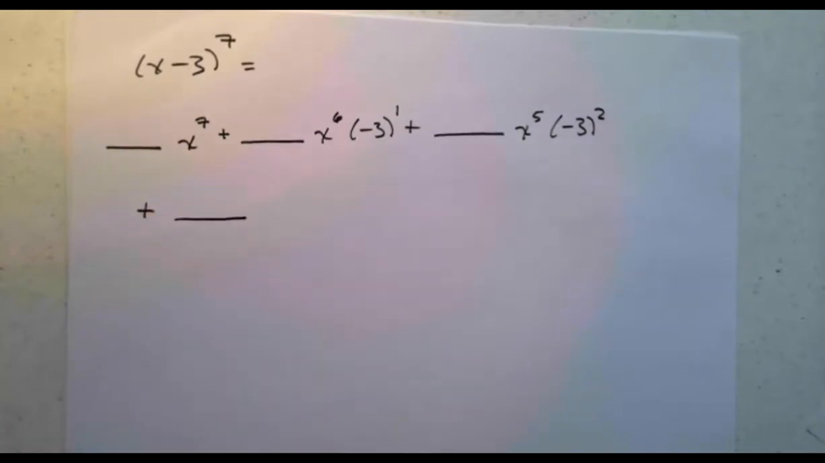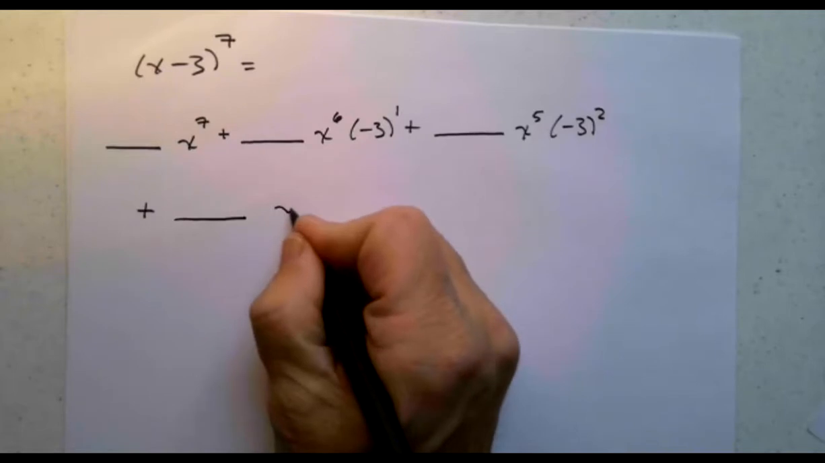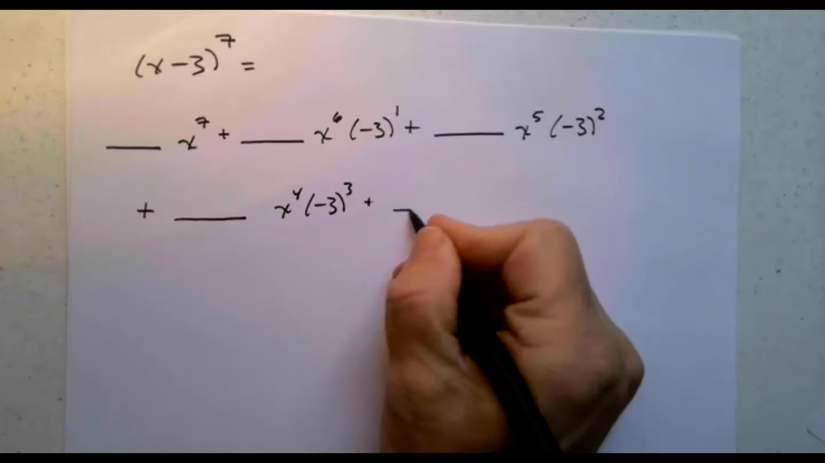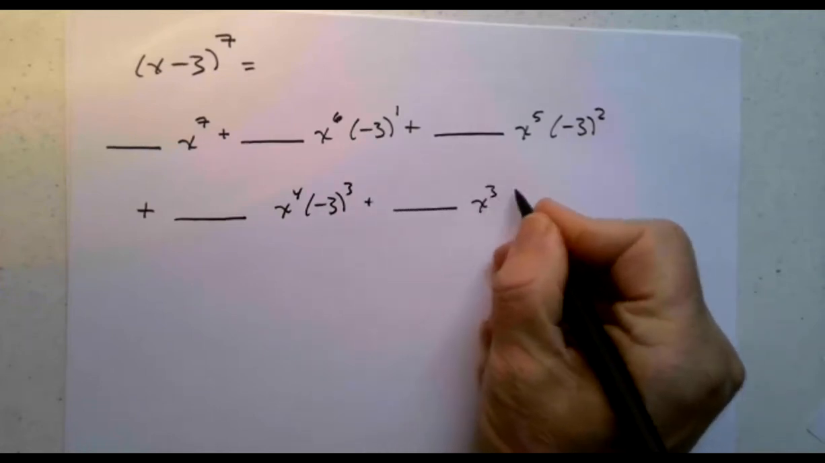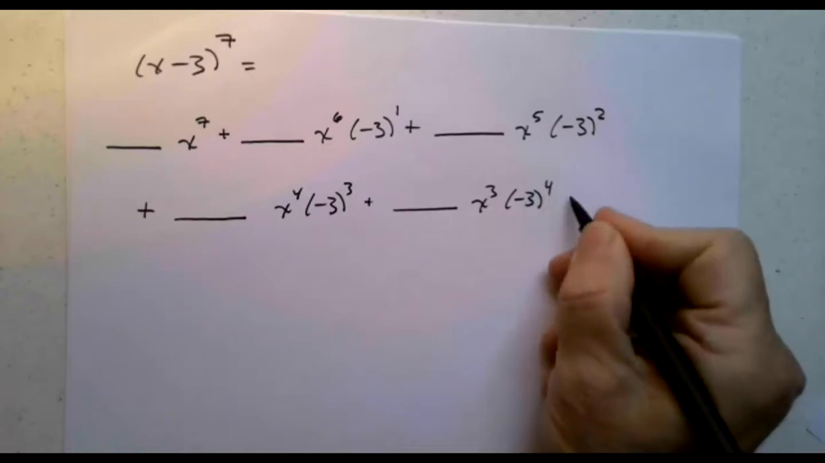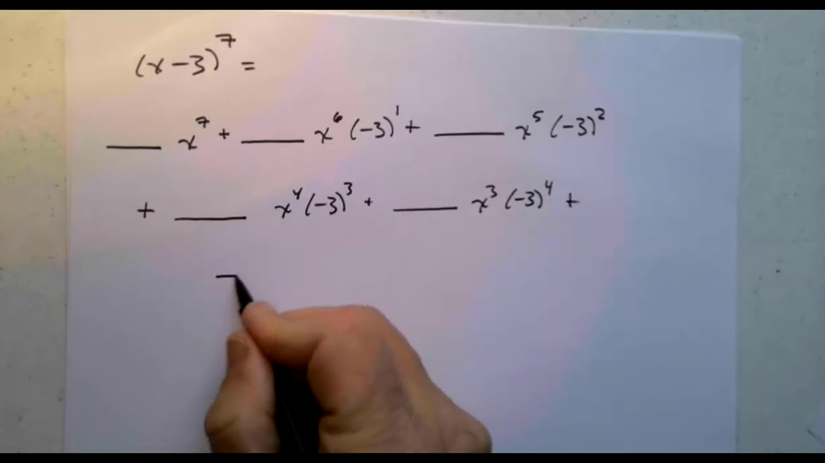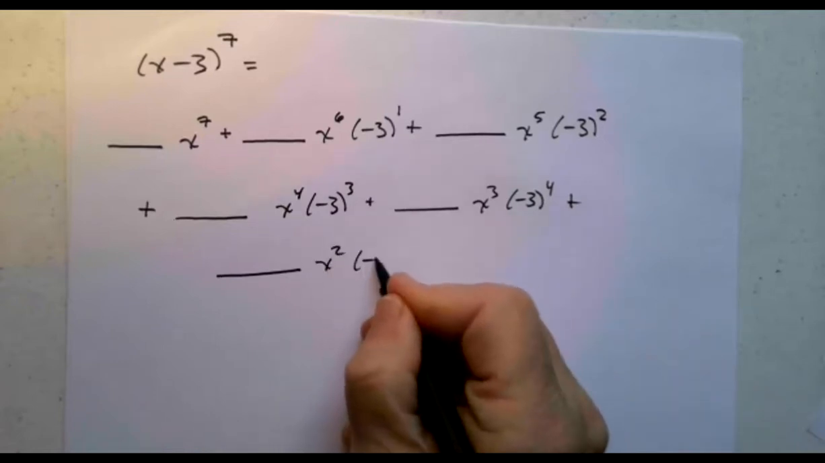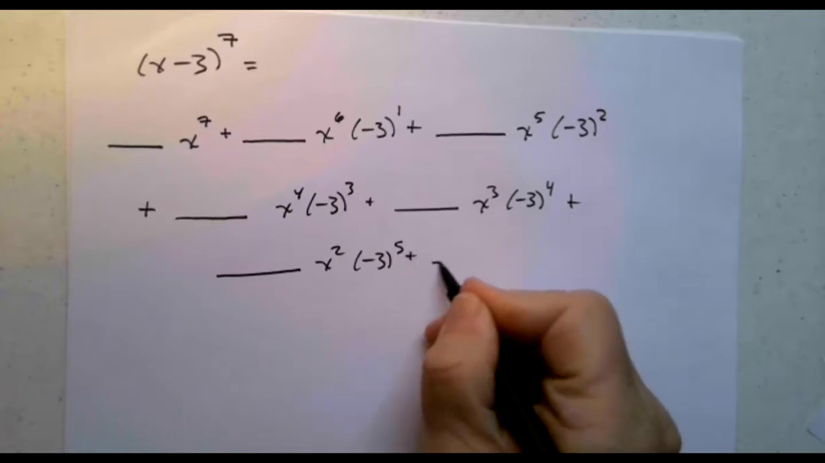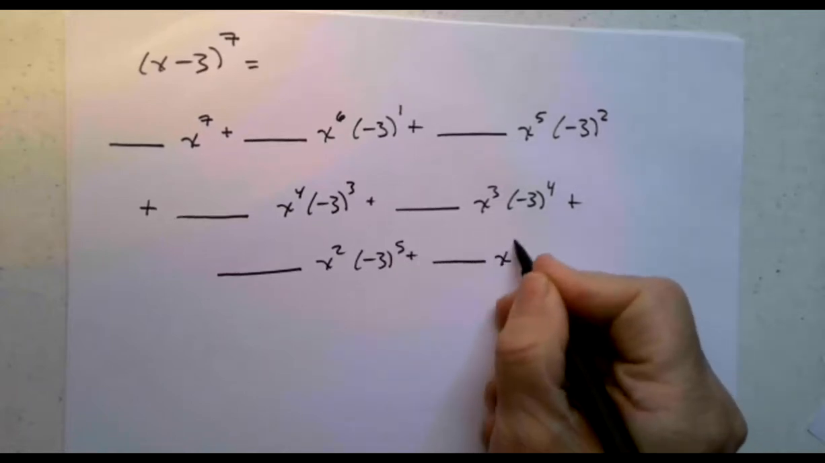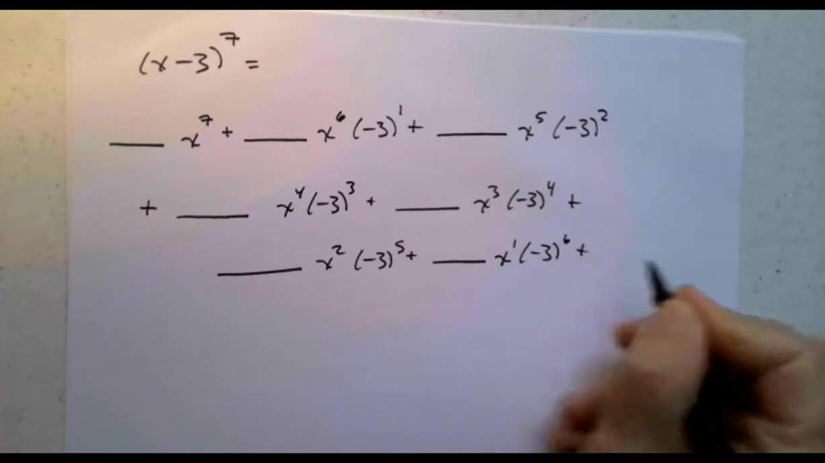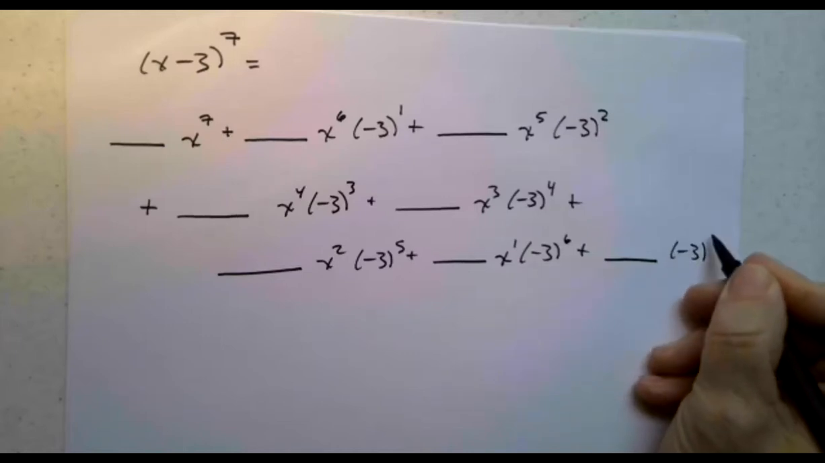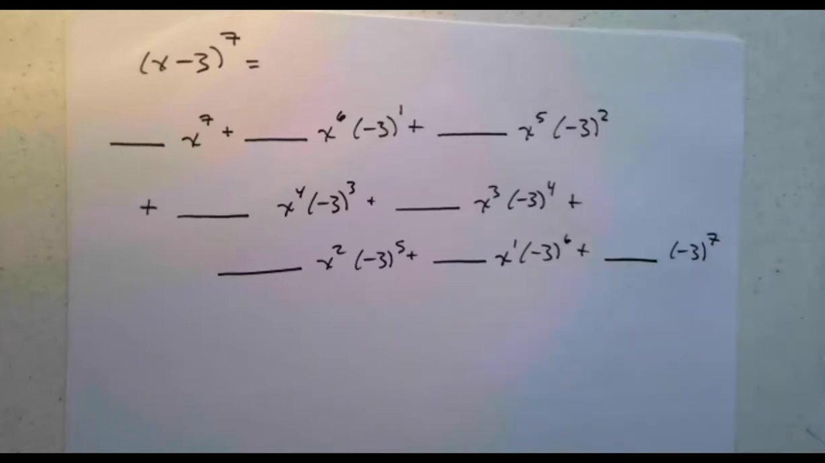Plus something x to the 4th, decreasing powers of x, -3 to the 3rd. Notice the powers always add up to 7, plus something x to the 3rd, -3 to the 4th, plus something x to the 2nd, -3 to the 5th, plus something x to the 1st, -3 to the 6th, plus something x to the 0, -3 to the 7th. Now, what are all those numbers?